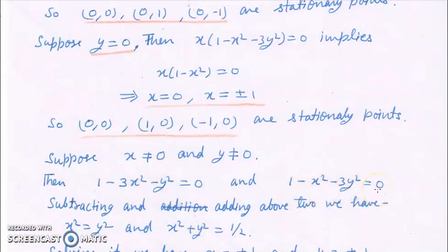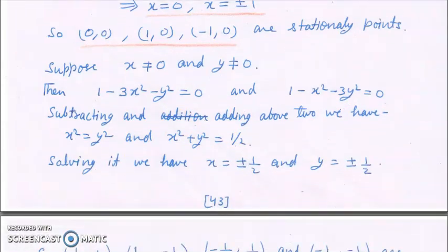So we can add these two equations and we can subtract these two equations. Then what we will get is that x square is equal to y square and x square plus y square is equal to half. So we can put x square is equal to y square in this equation, and we will get the values of x and y. And these values are x is equal to plus minus half and y is equal to plus minus half.